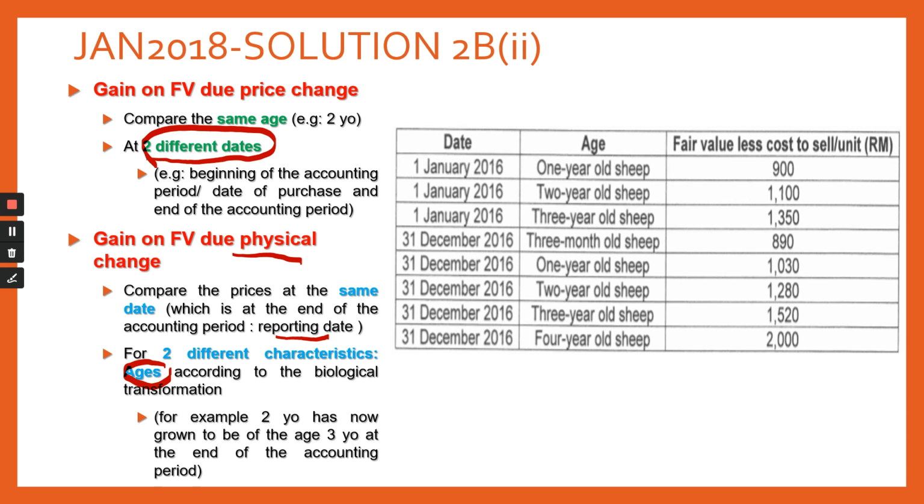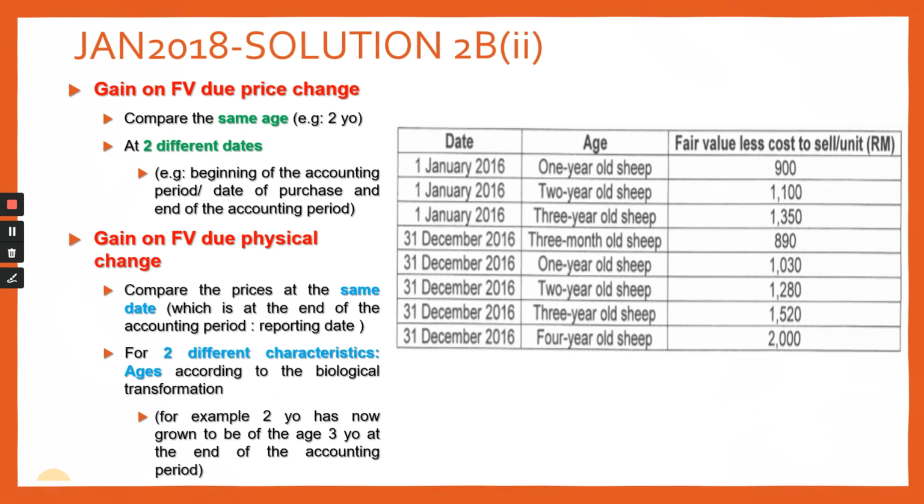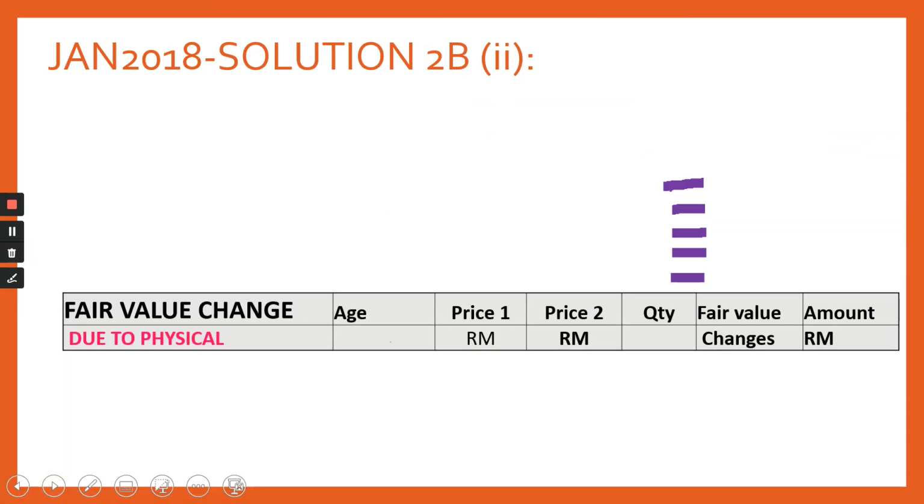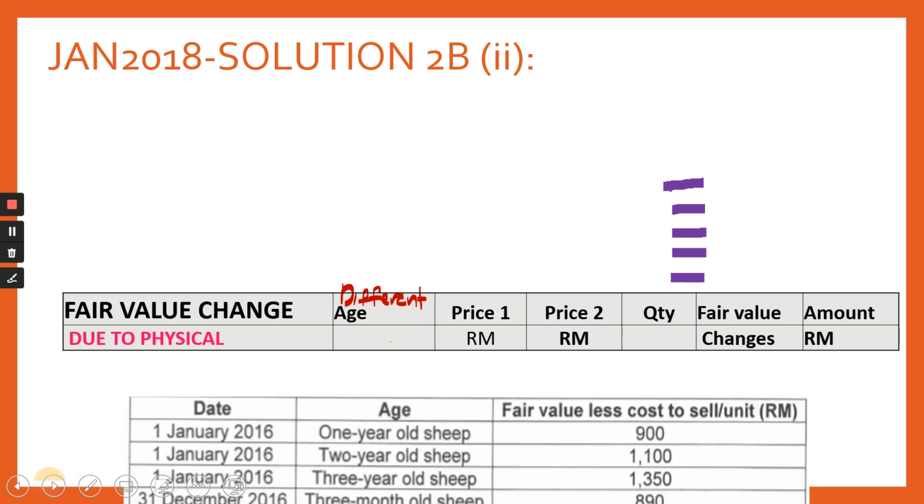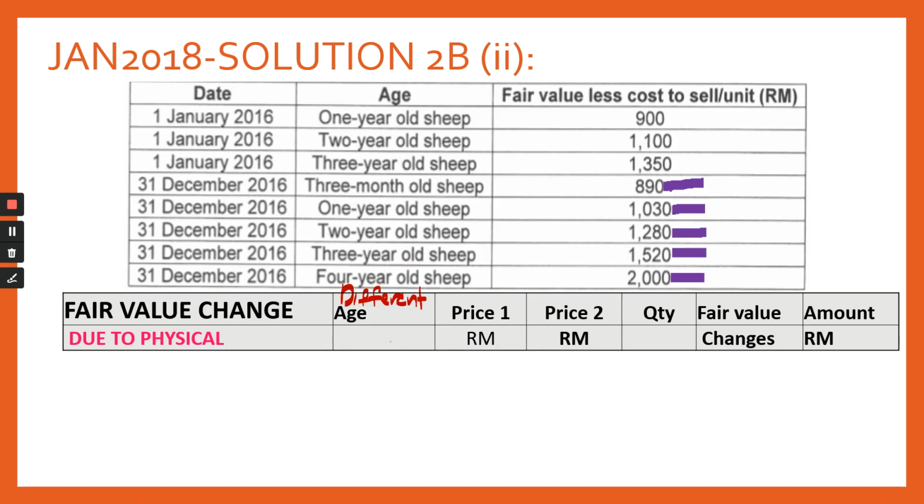And what we will do now is we are going to first calculate the requirement, which is the gain on fair value due to physical change. So we're going to compute gain on fair value due to physical change, meaning that we are going to look at different age, right? Different age, but with the same price. But before that, I am reproducing the table here again. So when we say physical change, we are talking about a few categories, the first one being the 1 year old.